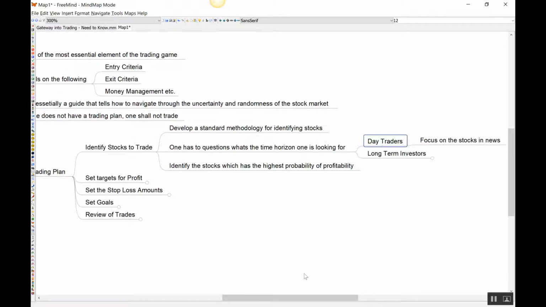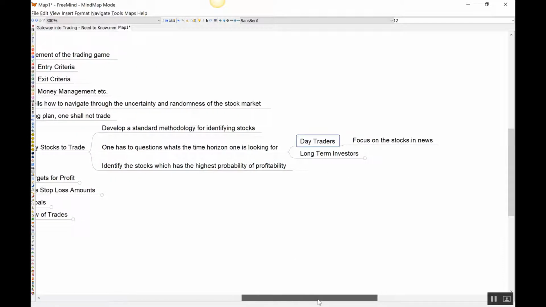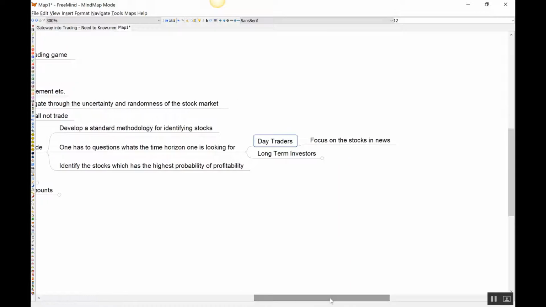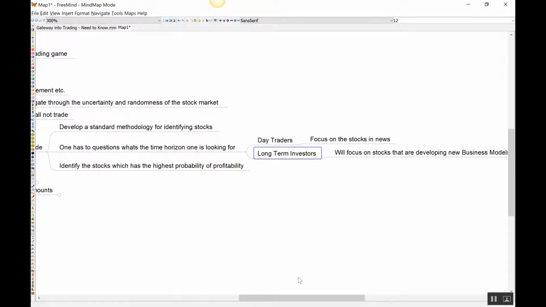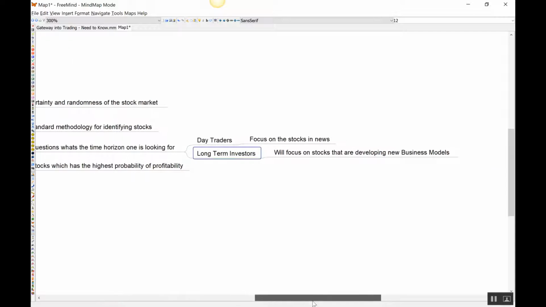If you are a day trader, then you should focus more on stocks in the news. That is ideally what one follows, but that doesn't stop you from tracking stocks that are not in the news. Generally, day traders are more aligned towards stocks which are in the news. And long-term investors should focus more on stocks which are developing new business models, right? So that's where the focus is.